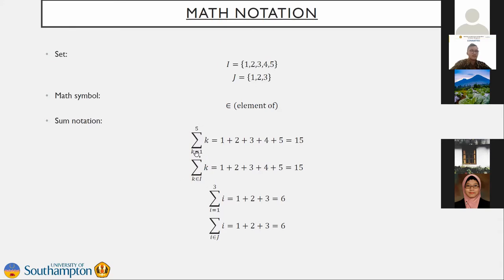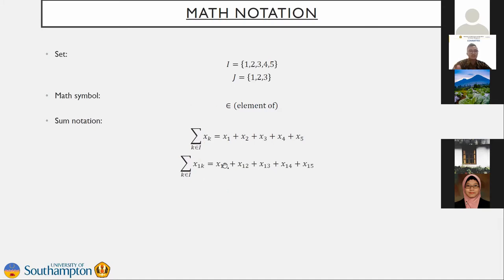And then all we need to do is to mention that we sum, or calculate, or add the elements of I. So that is also another alternative. And then, likewise, here we are using variables with a certain index. The concept is the same. We have a variable with the index K, and in this sigma, we calculate the sum of x1, x2, x3, x4, and x5 for this sigma operation.